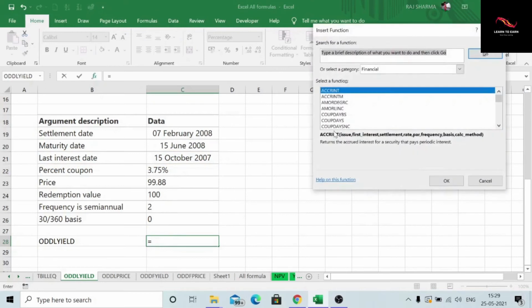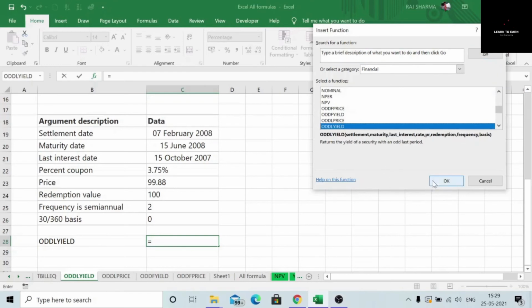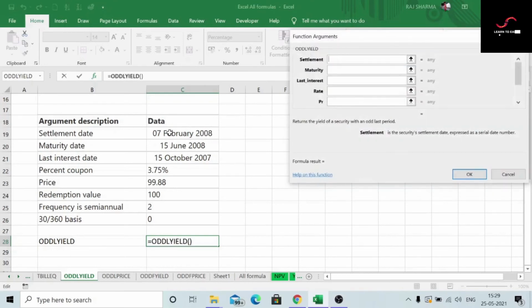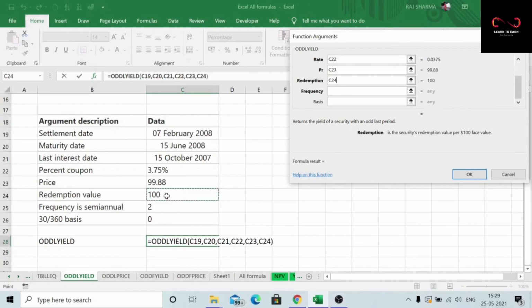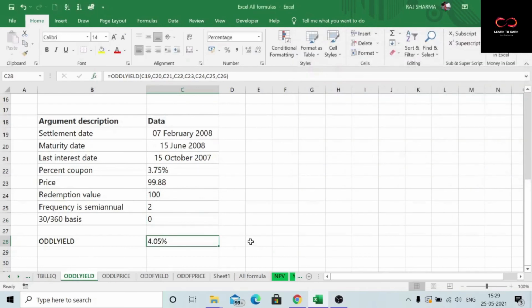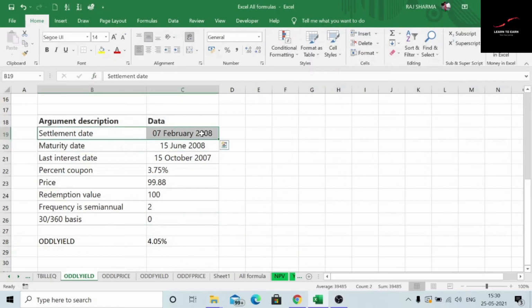So go to function tab and insert this ODDLYIELD function from this function tab and put the data. Settlement date 7th February 2008, maturity date 15th June 2008, last interest 15th October 2007, rate, coupon payment rate is 3.75, price is 99.88, and redemption value is 100. Frequency is semi-annual, day count is 30 by 360, and we will get the yield. So 4.05% is the present yield of this bond. This yield is worked out on this given date.